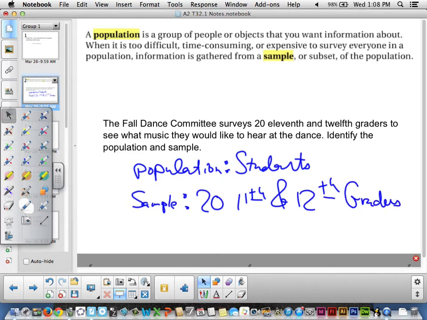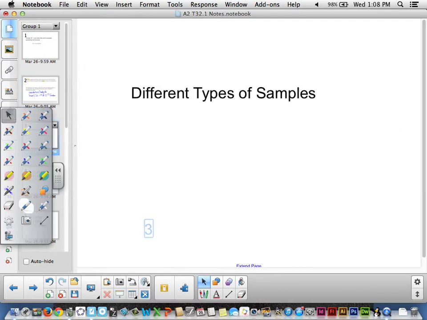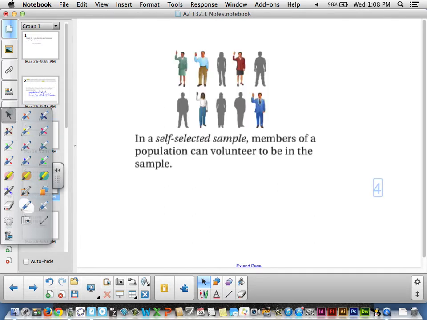All right, so from there, let's take a look and see what the different types of samples you can have are. First type of sample is called a self-selected sample. Basically, if you volunteer to do something, it's a self-selected sample. If I wanted to see how you guys did on the homework and I said, okay, who would like to show me their work? That's an example of a self-selected sample.